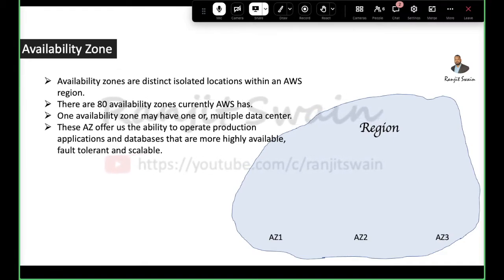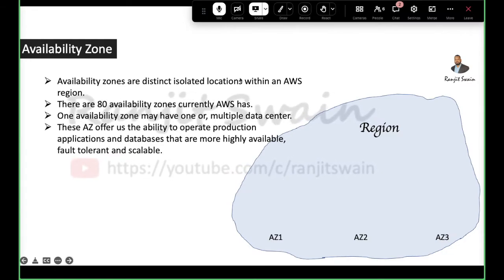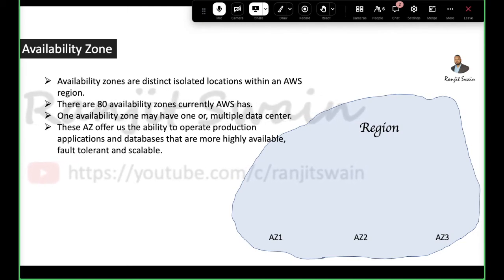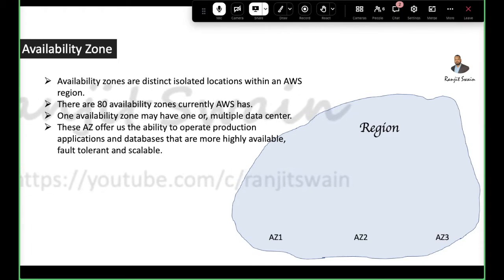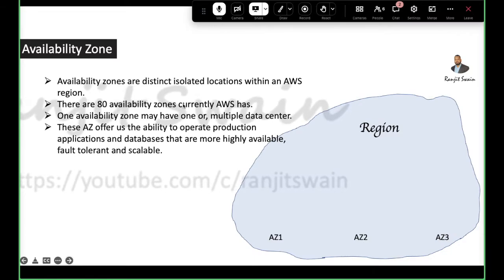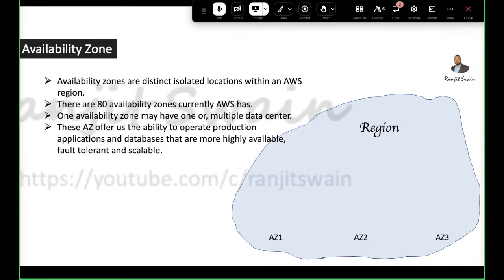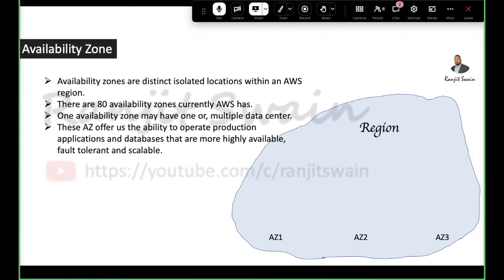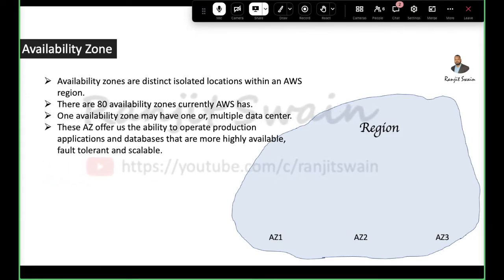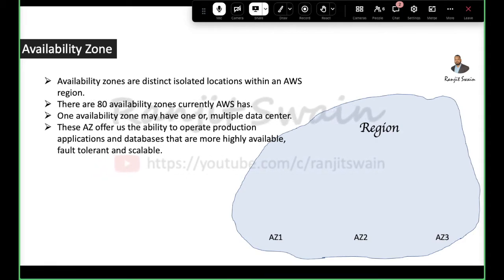Availability zones are distinct isolated locations within an AWS region. So we know what a region is, and now the availability zone. There are 80 availability zones currently in AWS, across 25 regions. One region has one or multiple availability zones, and one availability zone could have one or multiple data centers. Just remember, one region can have multiple availability zones, and one availability zone will have multiple data centers.